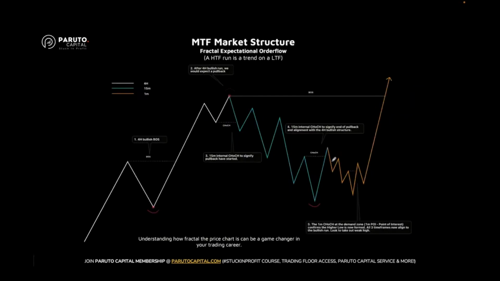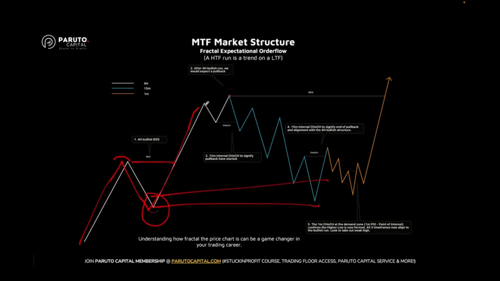All right, so look at this example again. The fractal expectational order flow: a high time frame run is a trend on a lower time frame. I have emphasized it severally. So you see this move here on the 4 hour, and then a pullback, and then a move here. This becomes a strong low. This becomes a weak high because of this break of structure. So we know that this zone is going to be protected, right?